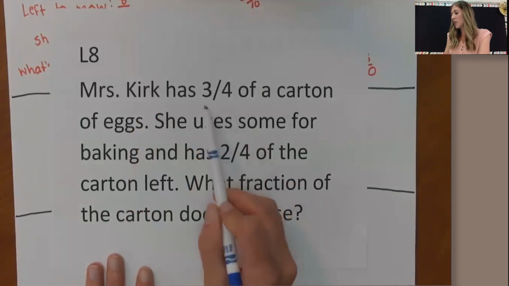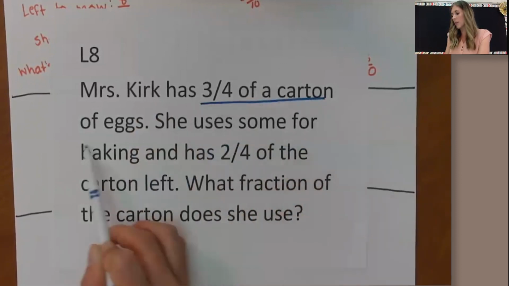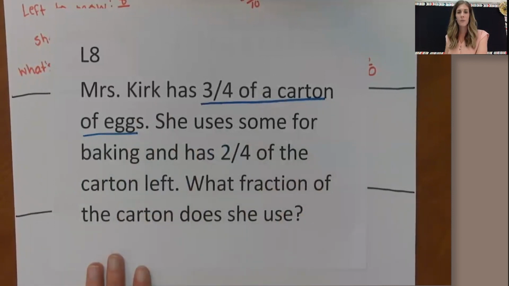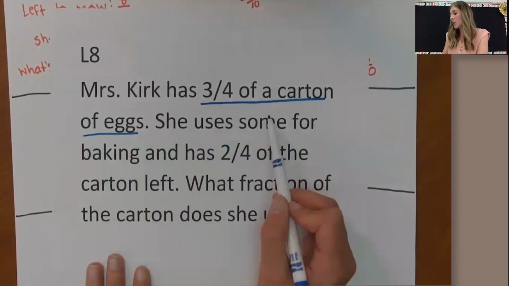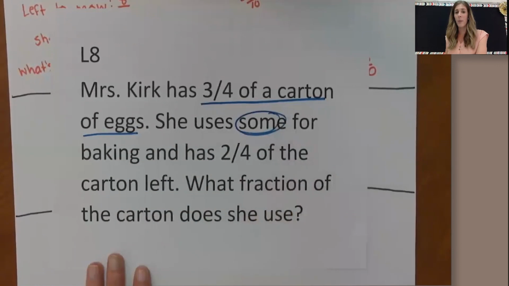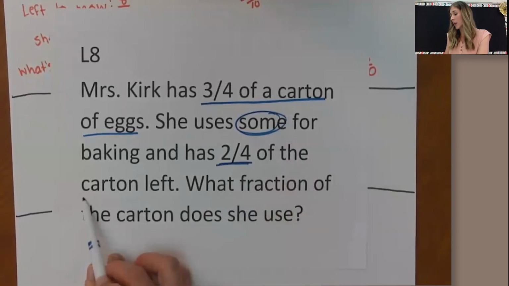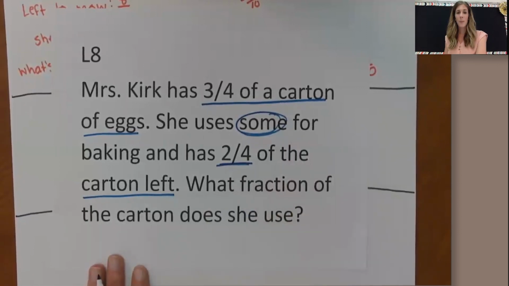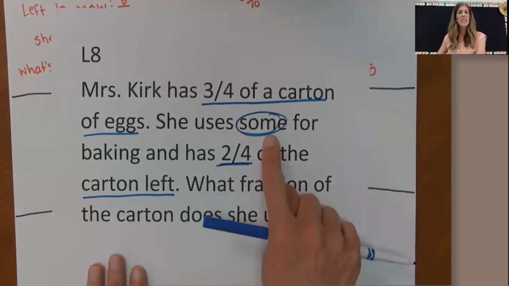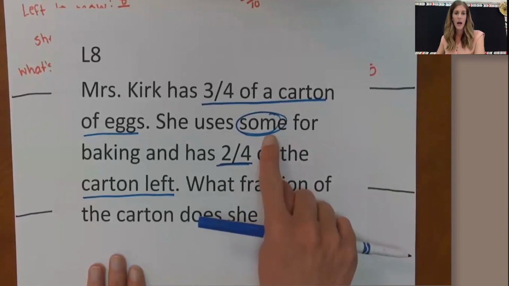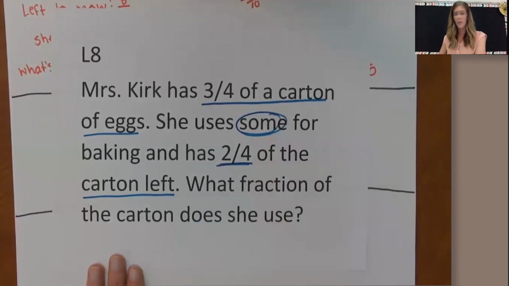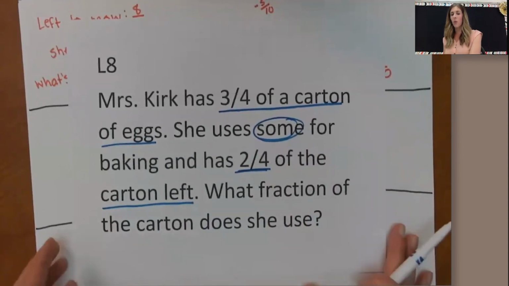We know that she started with 3/4 of a carton. We know that she used some for baking. We don't really know how much. But that she has 2/4 of the carton left. What fraction of the carton does she use? So that's some. That's what we're trying to figure out. How much did she use for the baking? So let's pull out our important information.